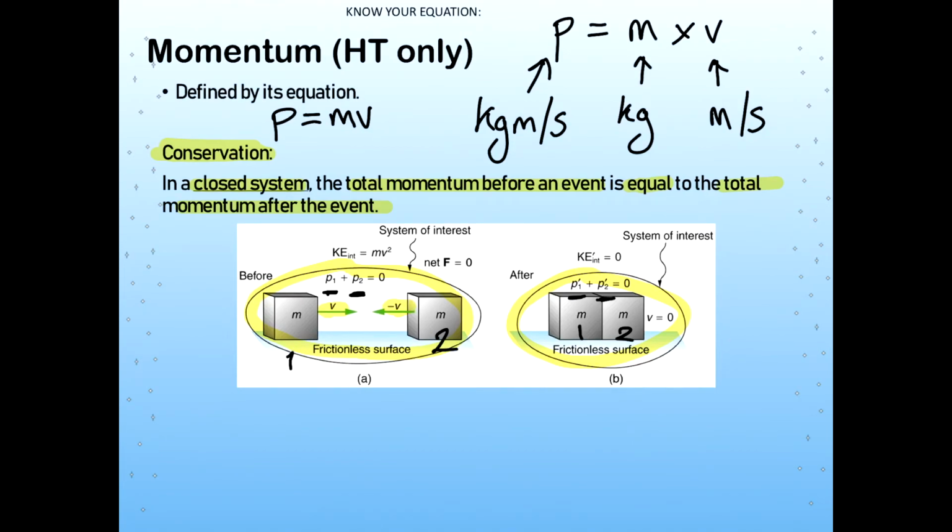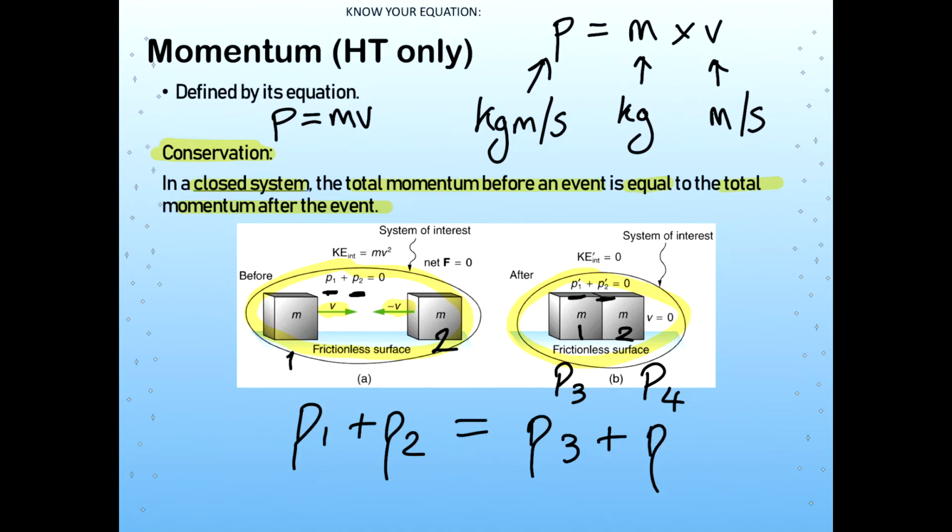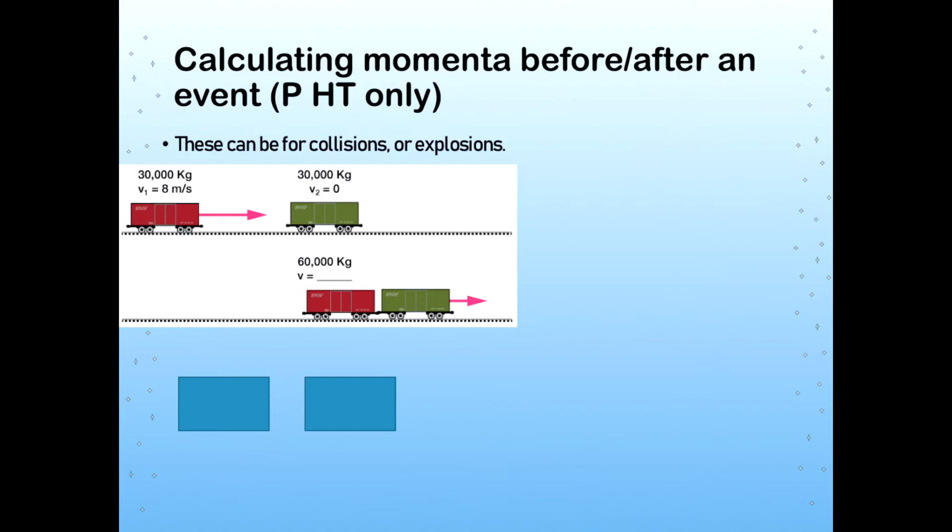With this assumption of momentum being conserved, we could say that P1 plus P2 equals, afterwards, we could call this now P3 and P4, the momentum afterwards. So P1 plus P2 equals P3 plus P4. So we would need to do some calculations using the idea that momentum is being conserved. And in this case, you can see you're being asked to find out the velocity at the end result of this event, where you've got two railway carts colliding.